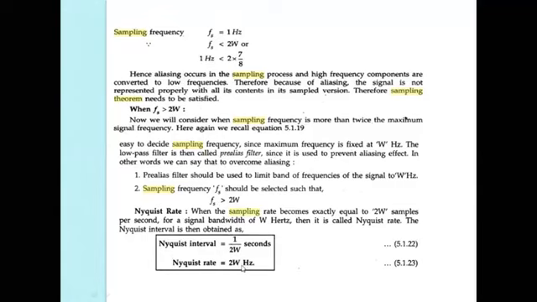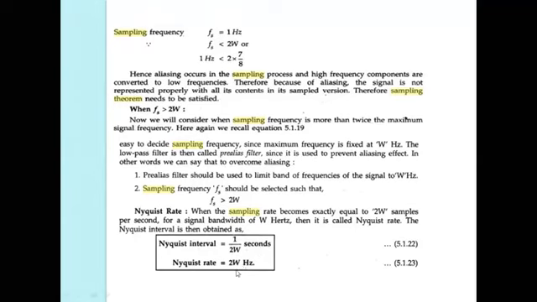Nyquist rate is equal to 2 omega. When the sampling rate becomes exactly equal to 2 omega samples per second for a signal bandwidth of omega hertz, then it is called the Nyquist rate. The Nyquist interval is obtained as 1 by 2 omega seconds. Nyquist rate is 2 omega hertz, and Nyquist interval is 1 by 2 omega seconds.